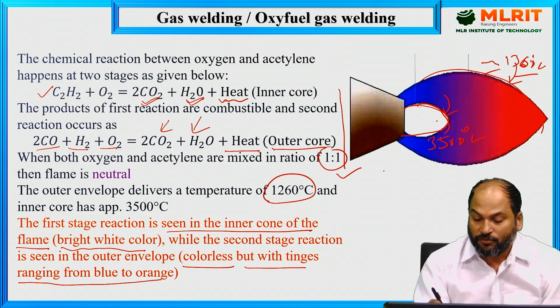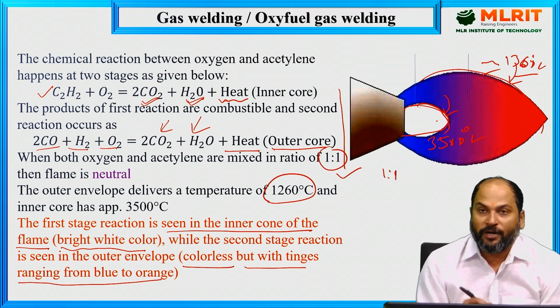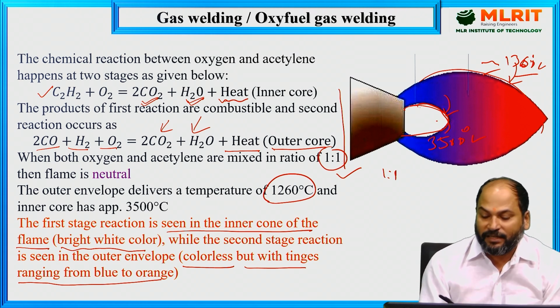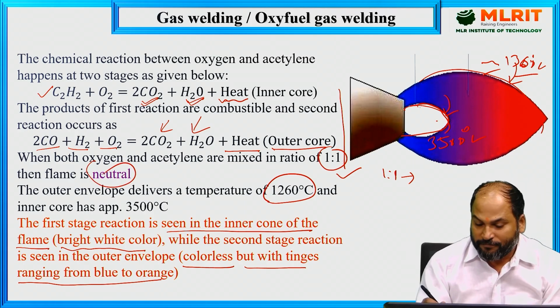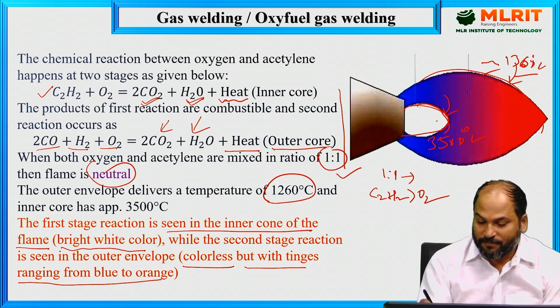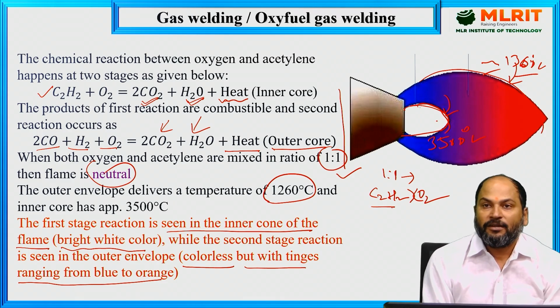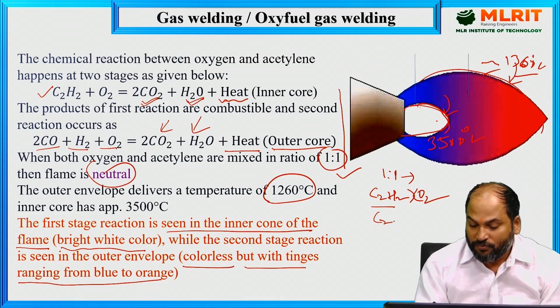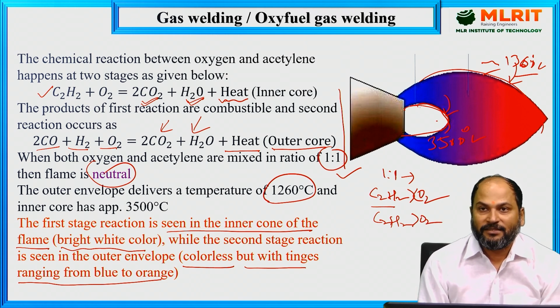If the ratio, I mean the volume of acetylene and oxygen, is 1 to 1, meaning both are in the same quantity, this is known as neutral flame. You can see here, this is neutral flame. But if O2 is more, meaning oxygen is more, and C2H2 is less, it is known as oxidizing flame. And if C2H2 is more and oxygen is less in volume or quantity, it is known as reducing flame.